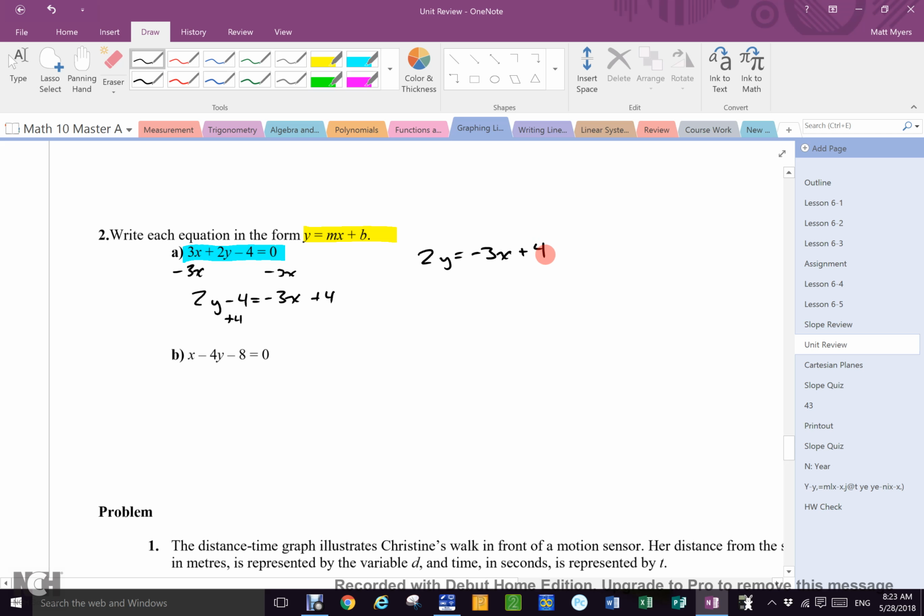Go back to the y. Is it isolated? No. What needs to be removed? The 2. What math is happening to the 2? Multiply. So what math will get rid of multiply? Divide. Y equals negative 3 halves x plus 2. All of that gets you the 1 mark available to you.